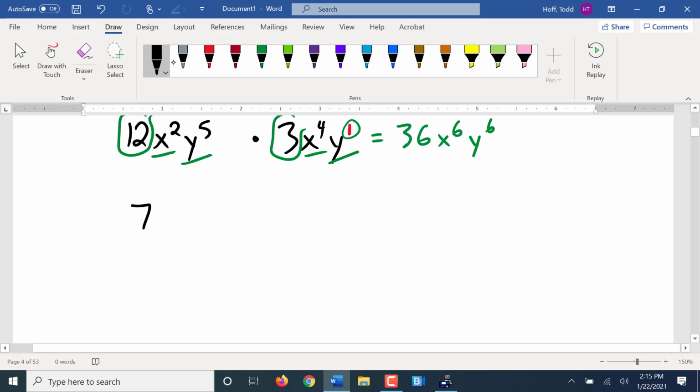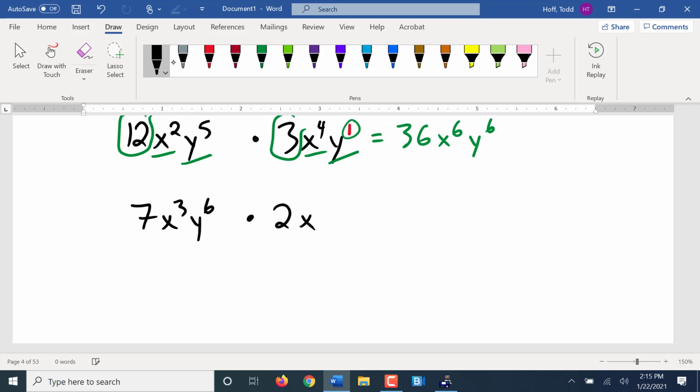In your notes, I want you to try 7x to the 3rd y to the 6th times 2x squared y to the 5th.